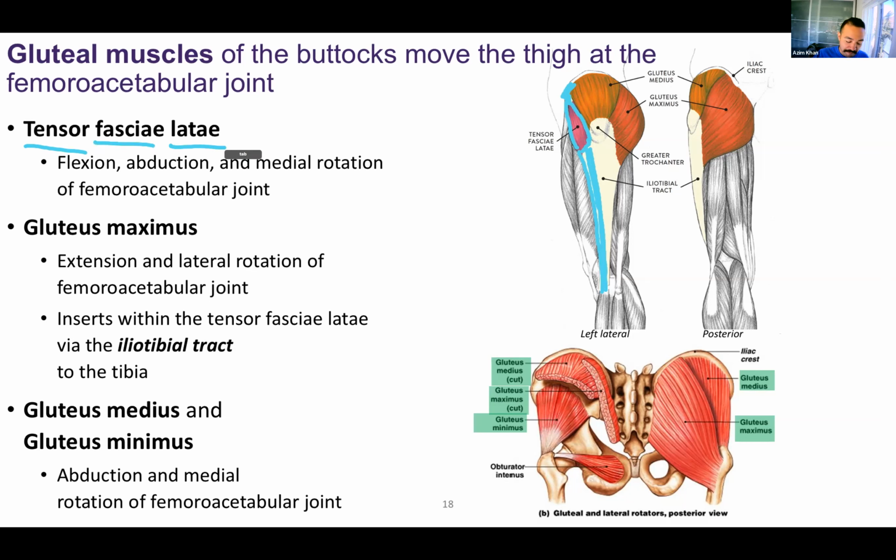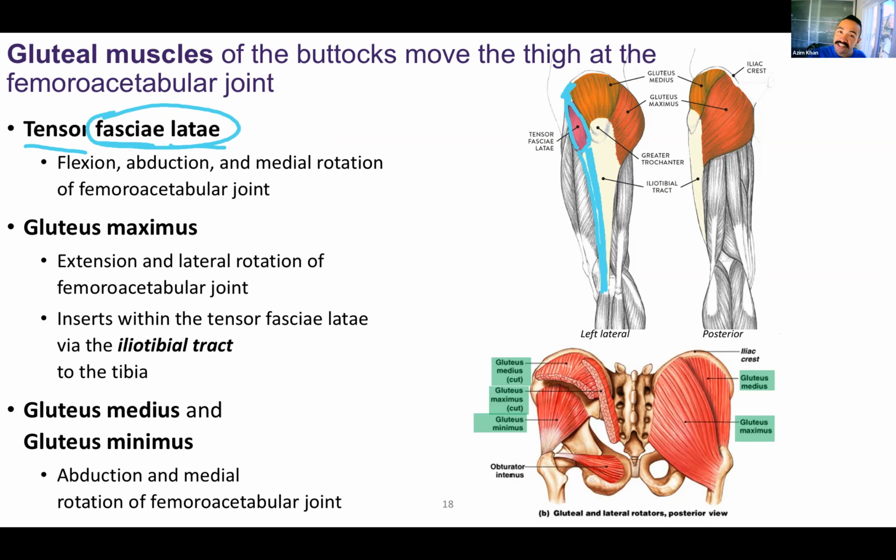It's a funny name. The fascia lata is this fascia that's in this region, and it's a muscle that tenses it up. It pulls it and stretches it. The tensor fasciae latae. That's why it has this funny name. Don't worry about the fascia lata.